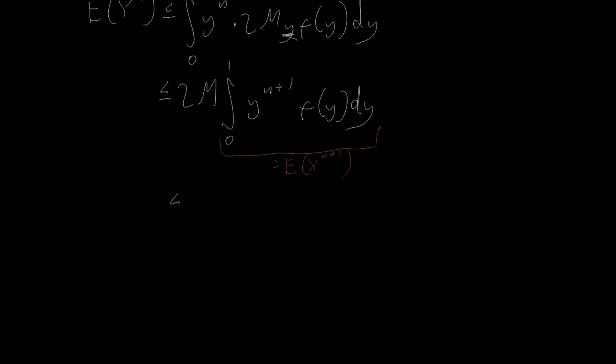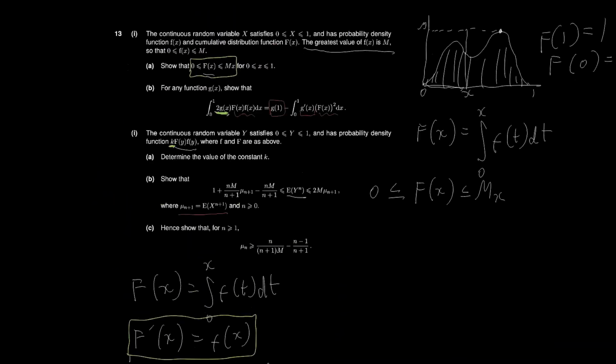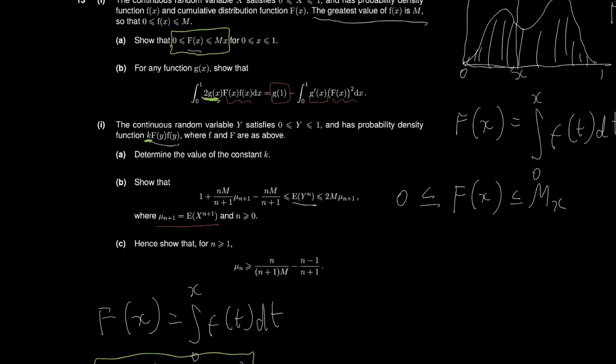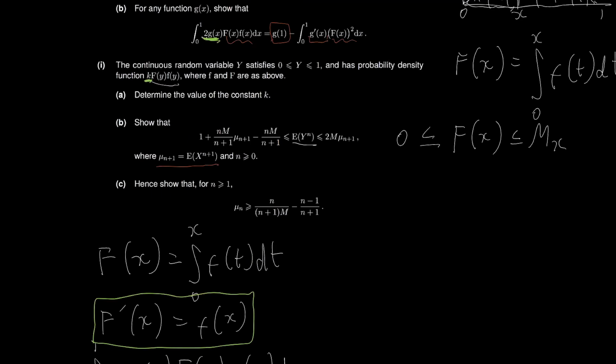So this is less than or equal to 2M mu_{n+1}. And then we have E[Y^n]. Okay. And yeah, you can see that that's the right hand side done. Now we've got this beautiful left hand side to think about.